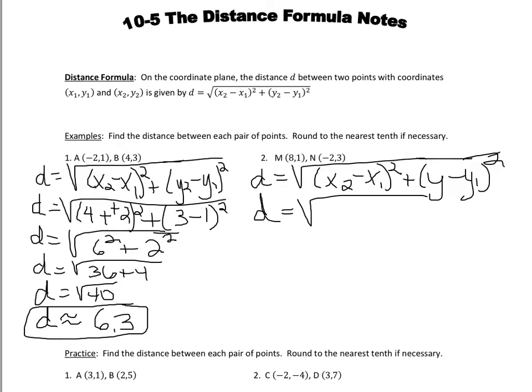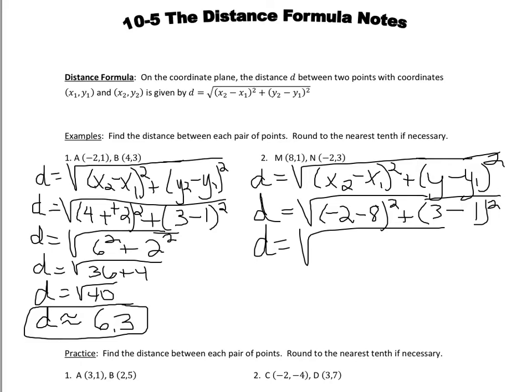Don't mix the two. So here, my second x is -2, minus 8, the first x, and we're going to square that, plus my second y, which is 3, minus my y from the first point, which is 1, and we're going to square that. So we're going to take the square root of -2 minus 8, which is -10, squared, plus 3 minus 1, which is 2, squared.